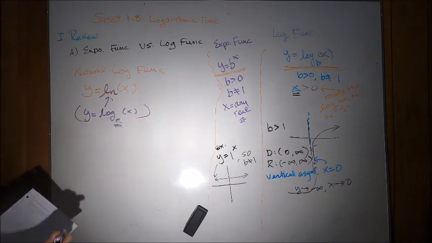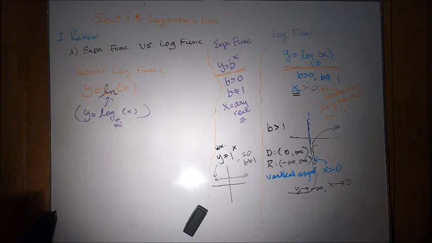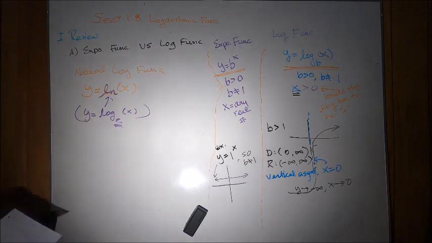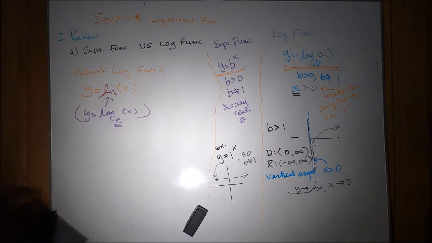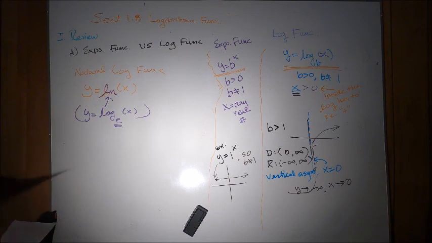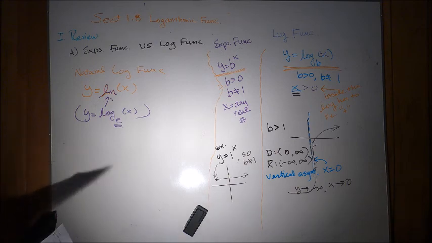What is your e? We talked about it last class, last section. Base e is 2.718781 some number, right? A special number.